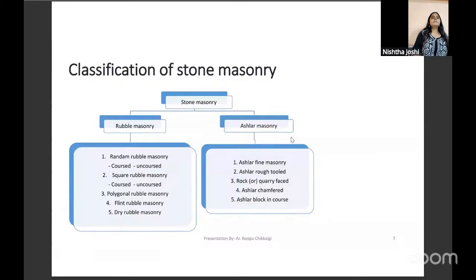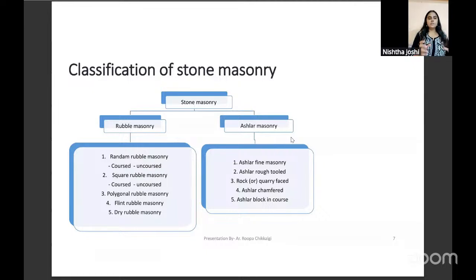Now let's understand classification of stone masonry. Now this topic is important because we have had questions on this topic previously in JEE paper 2 especially. So stone masonry is of two types. Okay, first one is rubble masonry and second one is ashlar masonry.